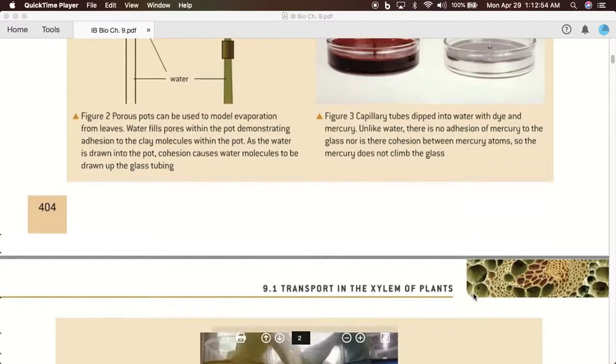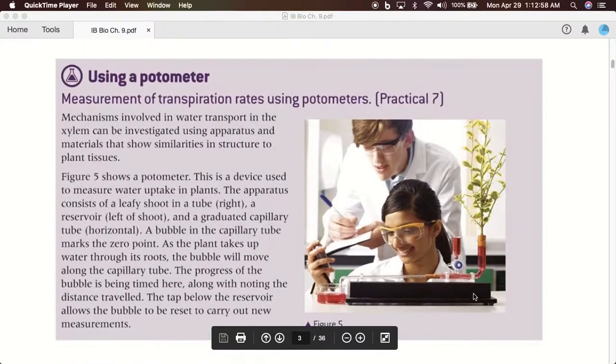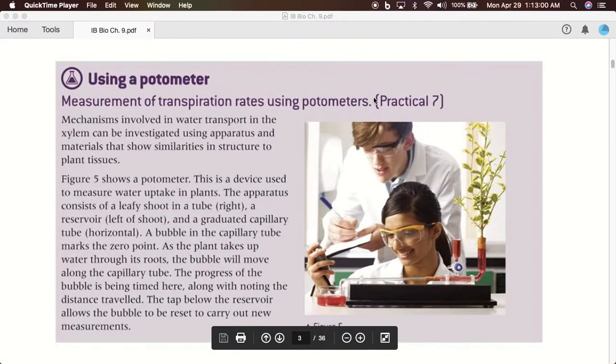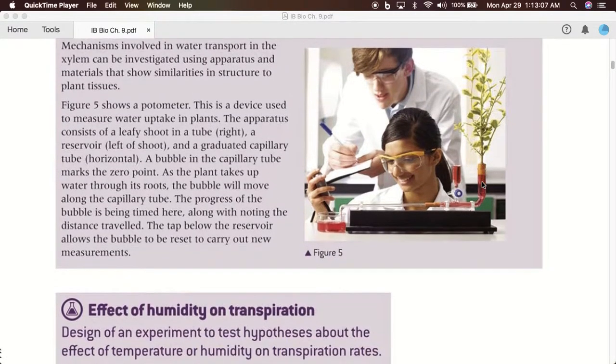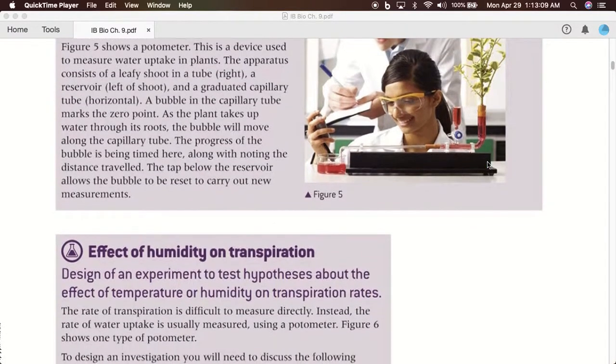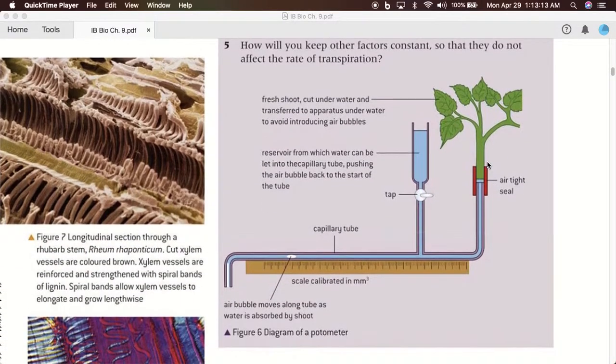Okay, so you guys should just know the term potometer. A potometer is basically just a mechanism that allows us to stick a plant in and then be able to see how much water it's using. So there's a drawing of it that I think is a little bit better right here.